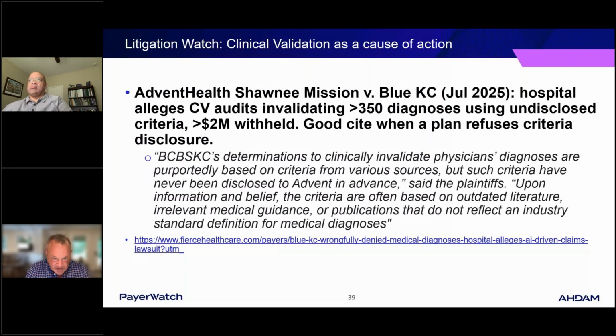So keep an eye on this. It was just filed a month ago, and it's got a while to run yet, but I think a lot will come out of this that will guide our work. Next slide.